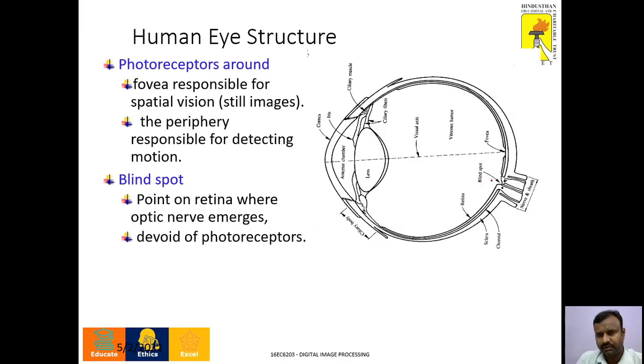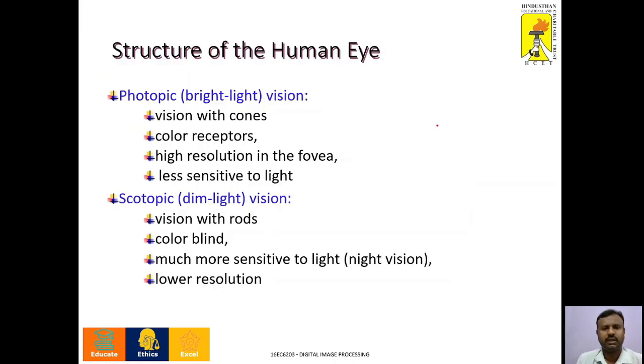Below this fovea, we have a blind spot where there is no receptor present. Now, it is important to understand the difference between photopic vision and scotopic vision. Photopic vision is otherwise called bright light vision. Scotopic vision is dim light vision.